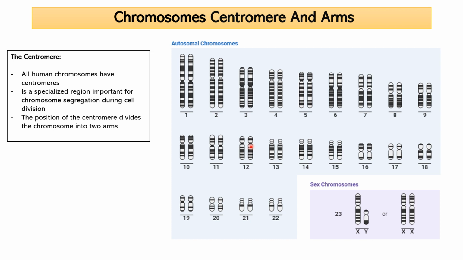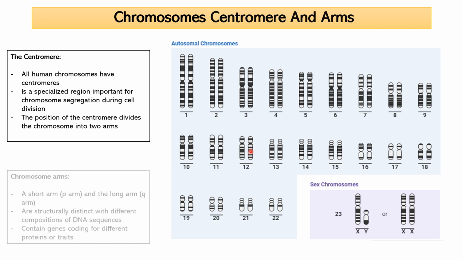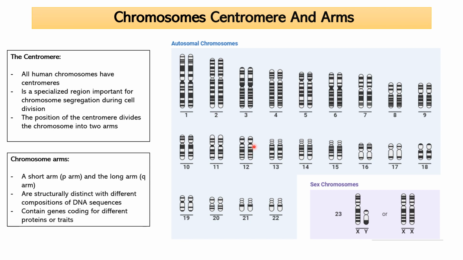Okay, so all human chromosomes have centromeres. These regions are very specialized, as they are very important for facilitating chromosome segregation. Also, they allow the chromosome to be split into two different segments, and these two segments are called chromosome arms. So each chromosome would have two arms or two segments, a short arm which is called the P arm and a long arm called the Q arm.